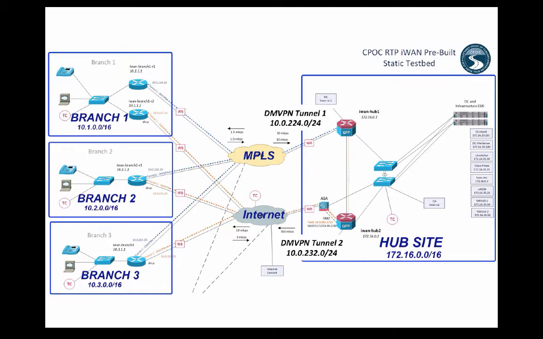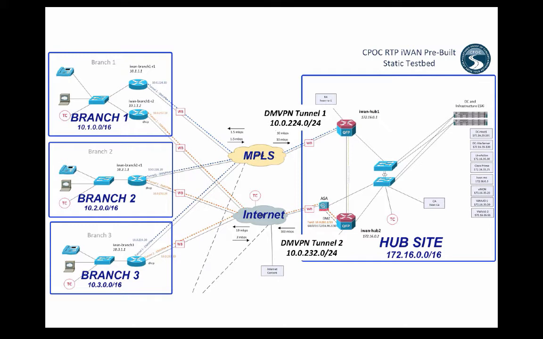Similarly, branch 2 is one router, also a 4300, but it has two links off that one router: one link to the MPLS, one link to the internet. Again, the addressing is 10.2/16. Branch 3 is a 4451, also one router at the branch, one leg in the MPLS and the other link in the internet, with addressing 10.3/16. Up at the hub site, everything is 172.16.0.0/16.